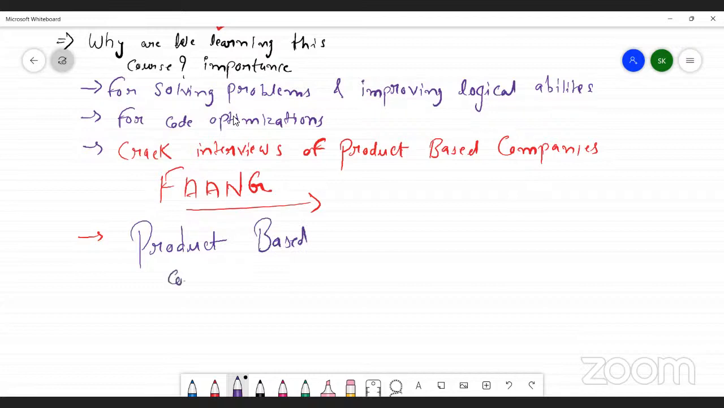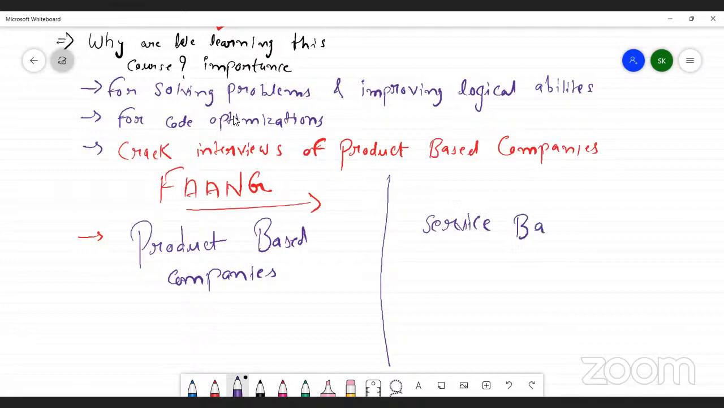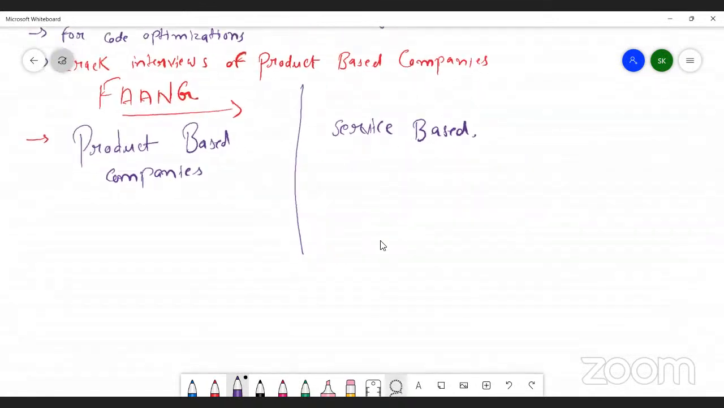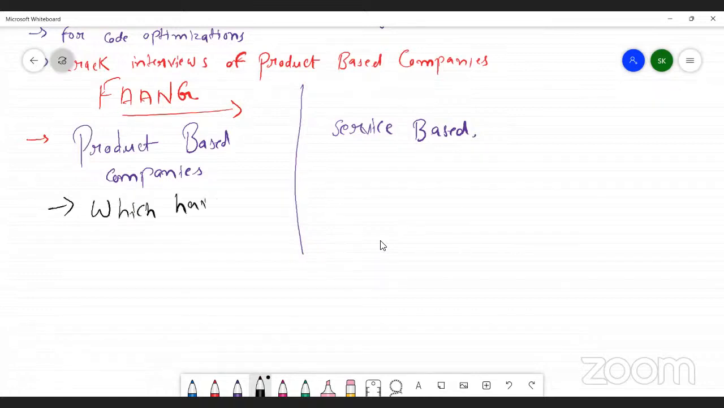What product based companies are? And if you don't know the differentiation also, basically we have two kinds of companies if we term it in the form of IT companies. One is product based, one is service based. What is product based? What is service based? Product based is basically the companies which have their own products.